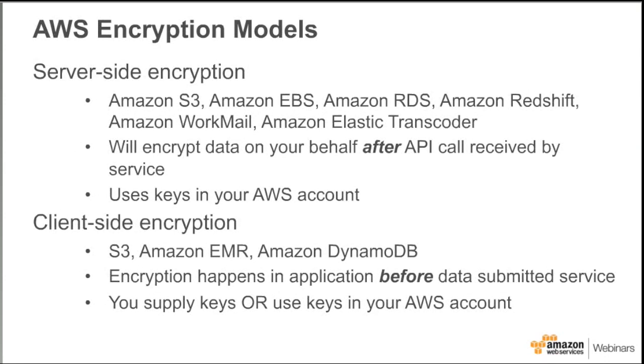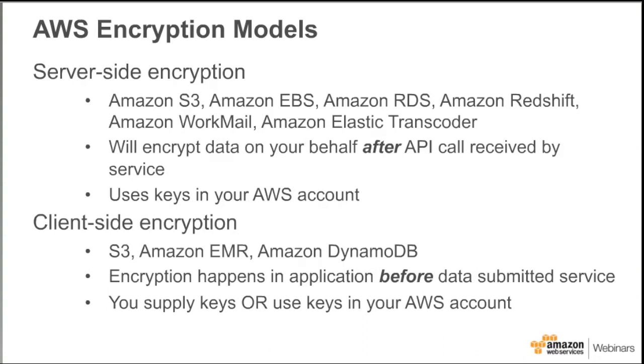Let me talk about a couple different general models for ways in which a cloud provider like AWS can offer encryption services. The first is server-side encryption. I've listed a handful of AWS services that support server-side encryption today. The idea is that you submit plain text data inside an API call to one of these services, and once the service endpoint receives your data, it will then encrypt it. All of these services support an option where the encryption can be done with keys that are inside your account.